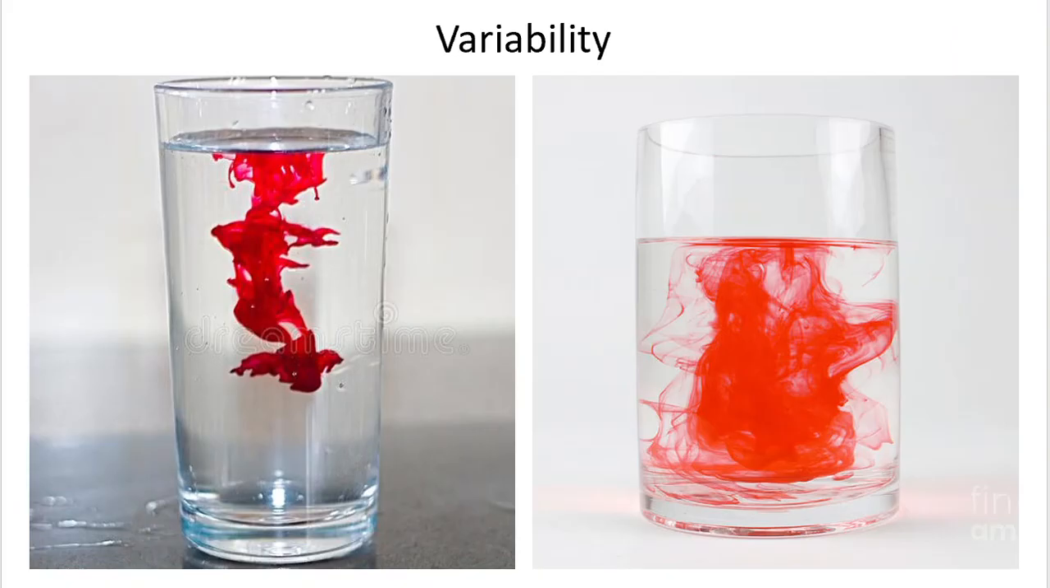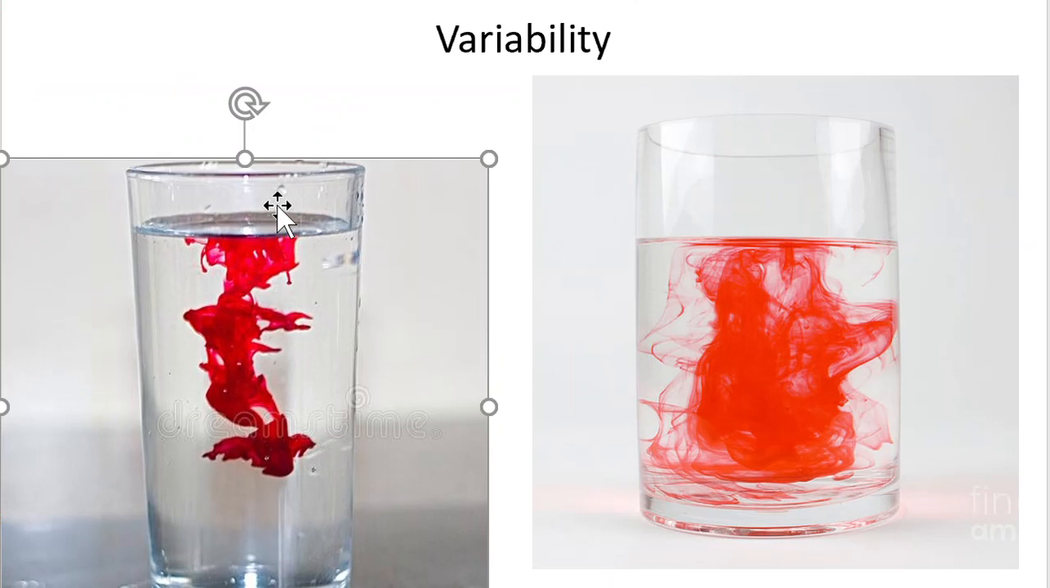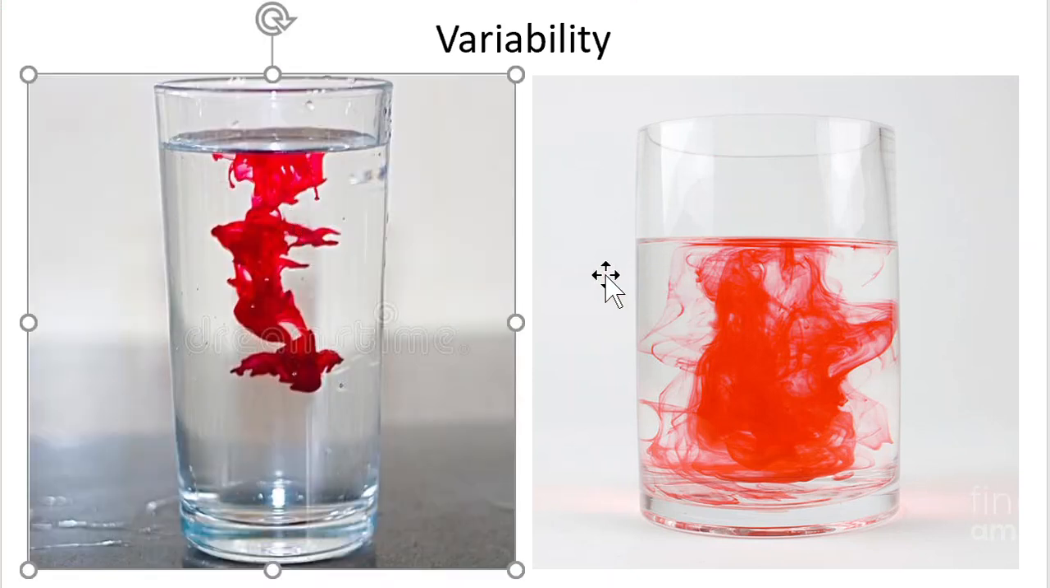So the next concept we will need to understand is variability. What is variability? Variability means how spread out your data is. And so if you add some dye to water, is most of the dye in the center of the water, or is most of the dye just spread out? So it's spread out. So how spread out your data is represents the variability.